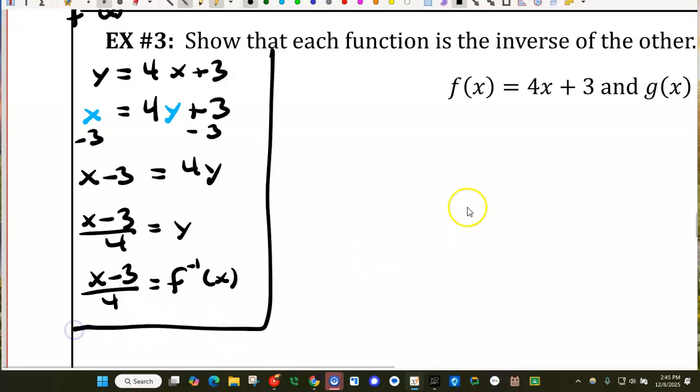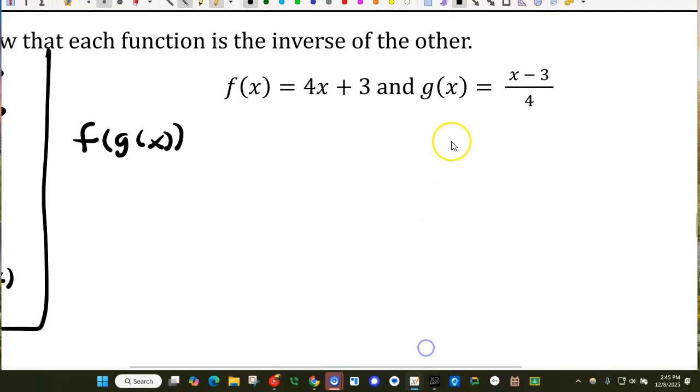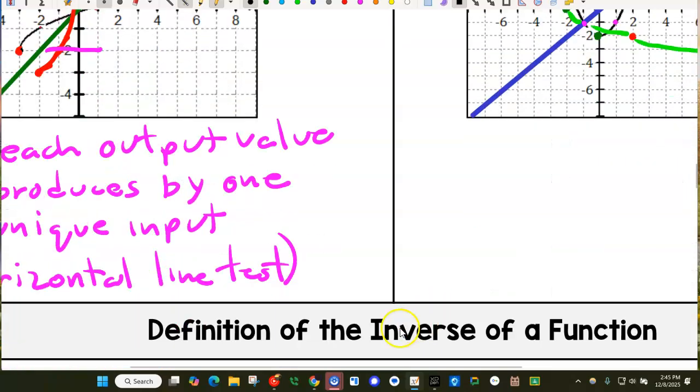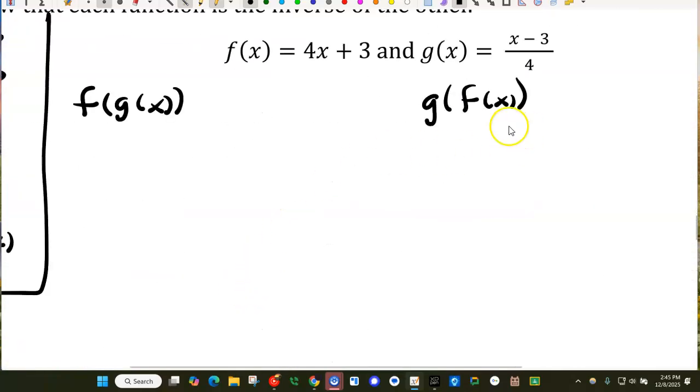But if you're given the two functions, we're going to go back to what we did last week. We're going to find f of g of x, and we're going to find g of f of x. And if they both come out to x, which is that line of reflection, so on graphing, y equals x means it's the inverse. When you're doing the equations, you'll both get an answer of x. So if we do this carefully, we can show that.